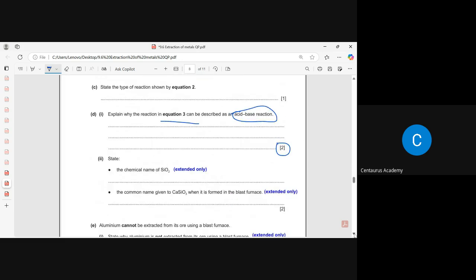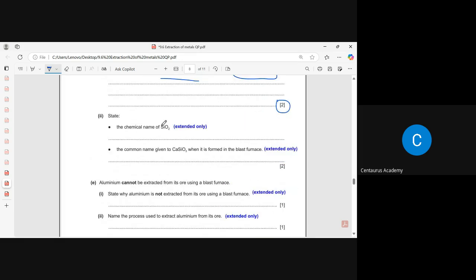All right. The chemical name of SiO2. Chemical name. Silicon(V) oxide. Silicon(IV) oxide. Yes, the 4 needs to be in Roman numerals. Very good, Carl. All right, the next one. The common name which is given to CaSiO3 when it is formed in the blast furnace.